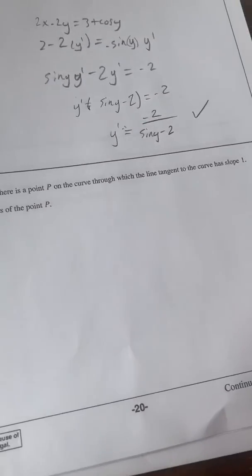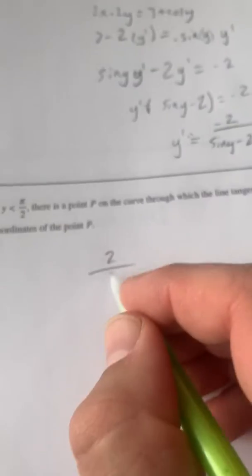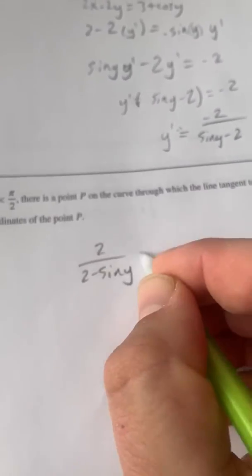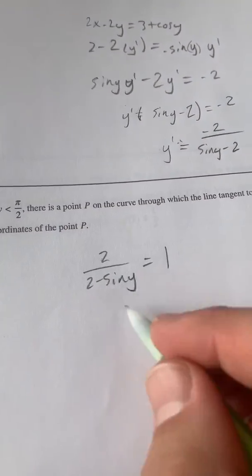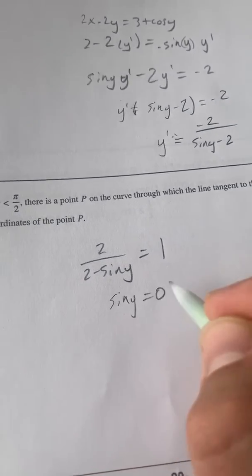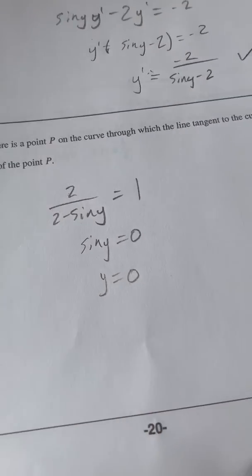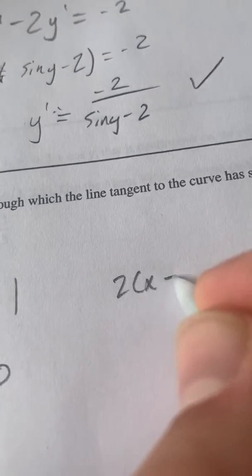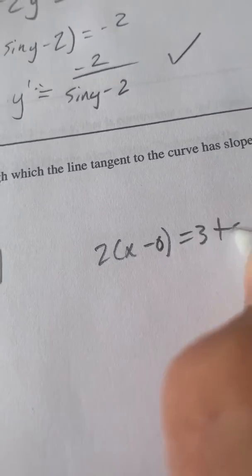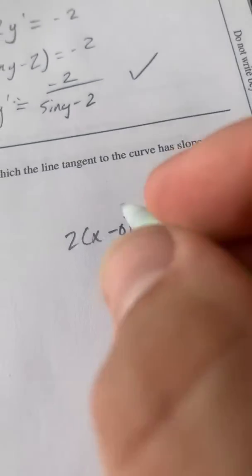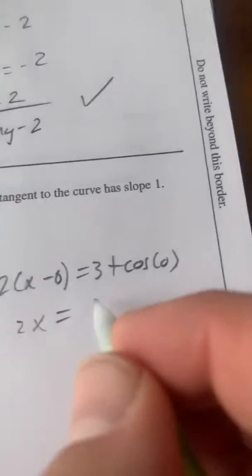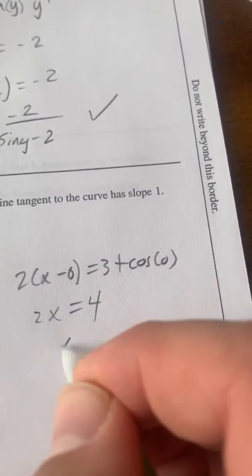So we're good there. Part B says there's a point P on the curve where the tangent line to the curve has a slope of 1. So I need the slope equation to equal 1. If this is going to equal 1, that means sine of y has to equal 0. Since we're between negative pi over 2 and pi over 2, that happens when y is equal to 0. If y is equal to 0, I can go back to this original equation and plug a 0 in everywhere there used to be a y. So I get 2x equals cosine of 0 is 1, so 4, so x equals 2. So my point is the point 2 comma 0.